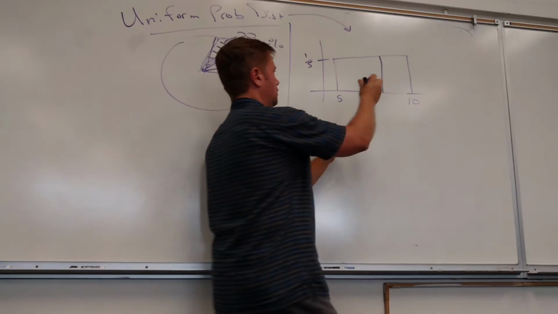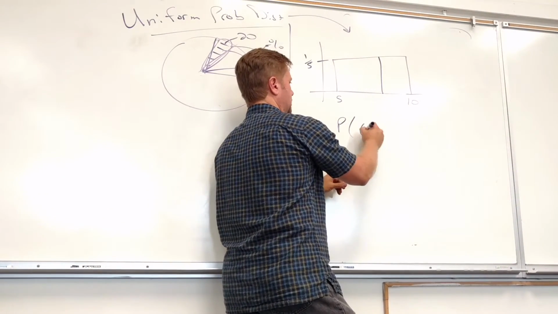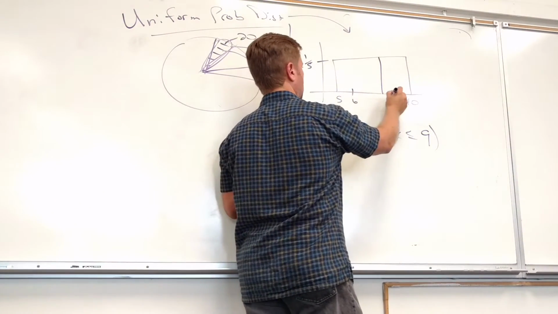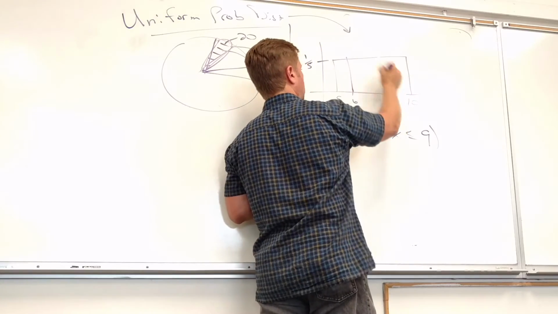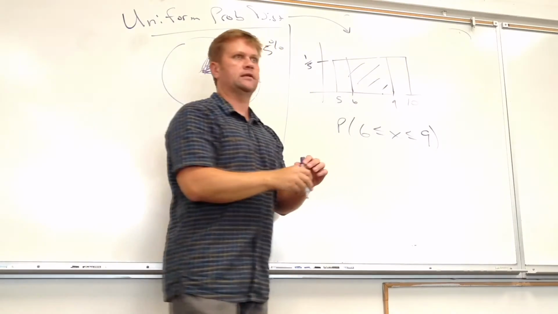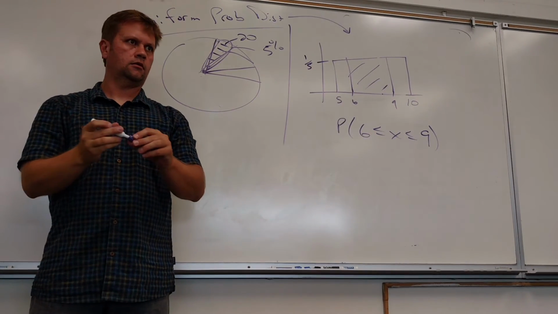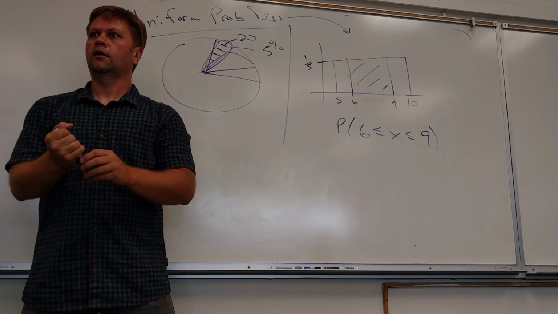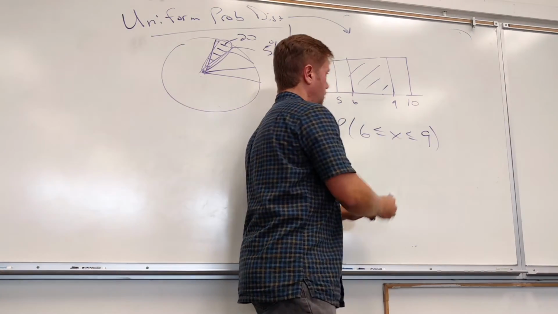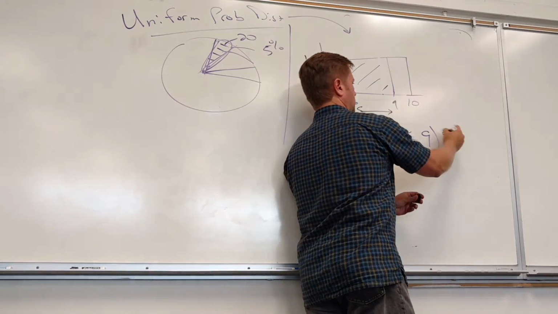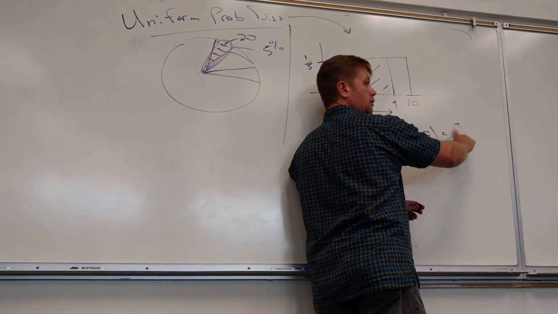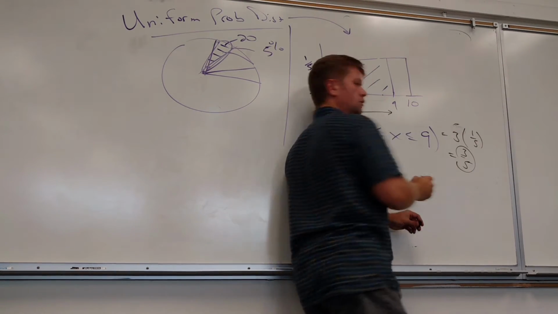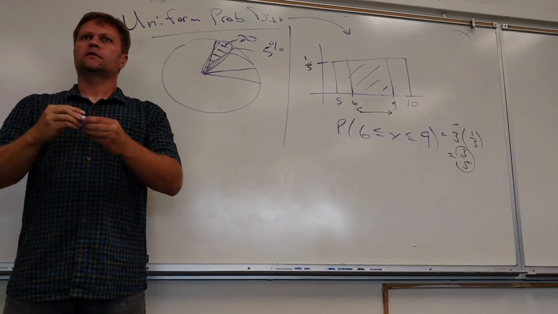All right, now, if I want to know the probability that it's between 6 and 9, all I have to do is figure out the area of that. And what is the area of that? How wide is it? 3. Times, how tall is it? 1/5. So 3/5. 60% chance. Same thing as that dartboard.